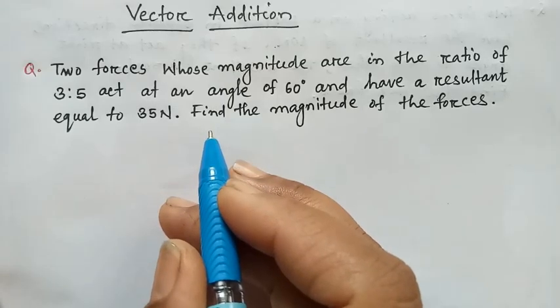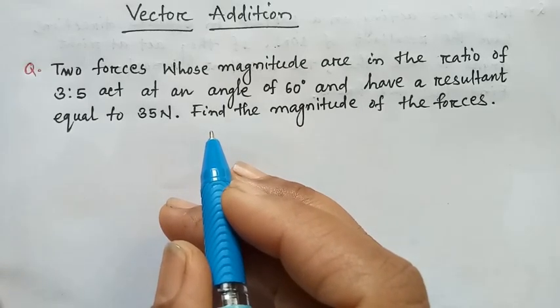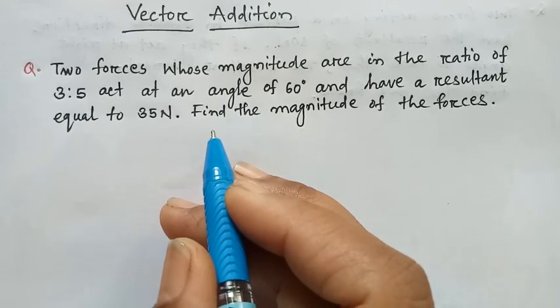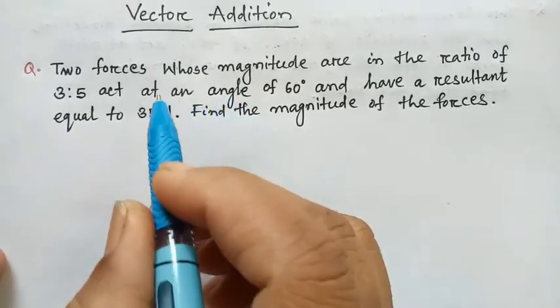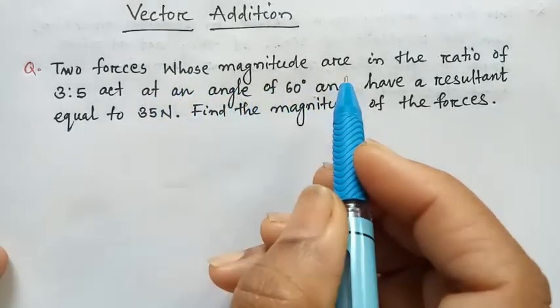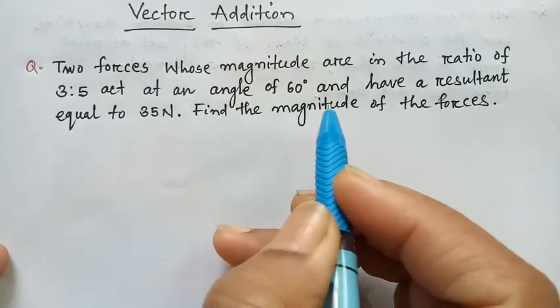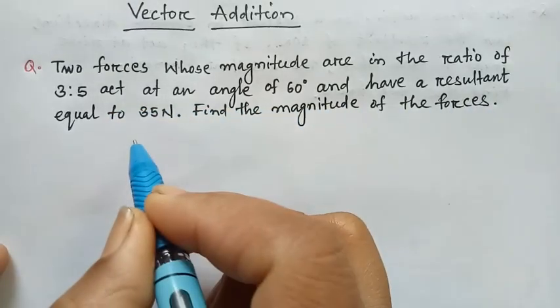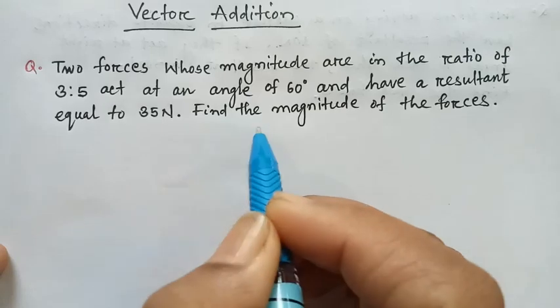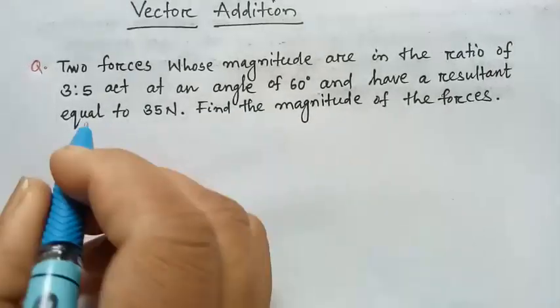Good morning everyone. Let us do some problems on vector addition. The question given is: two forces whose magnitudes are in the ratio of 3:5 act at an angle of 60 degree and have a resultant equal to 35 Newton. Find the magnitude of the forces.